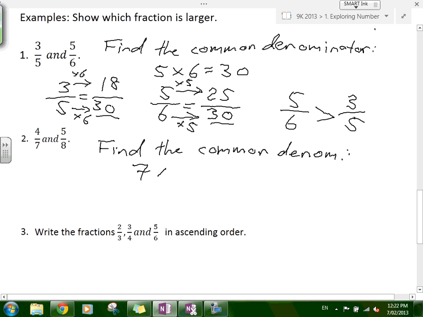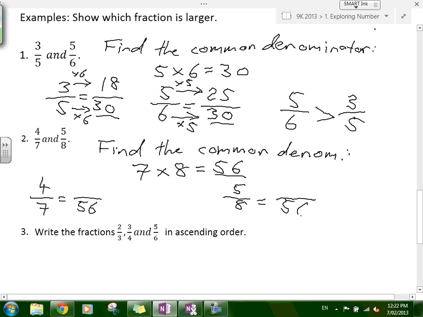Multiply. Yeah, 7 times 8. And 7 times 8 is 56. So that's going to be our common denominator. Alright? 56 is our common denominator. So now we have to think, 4 over 7 is equal to something over 56. And then 5 over 8 is equal to something over 56. What goes in that something?